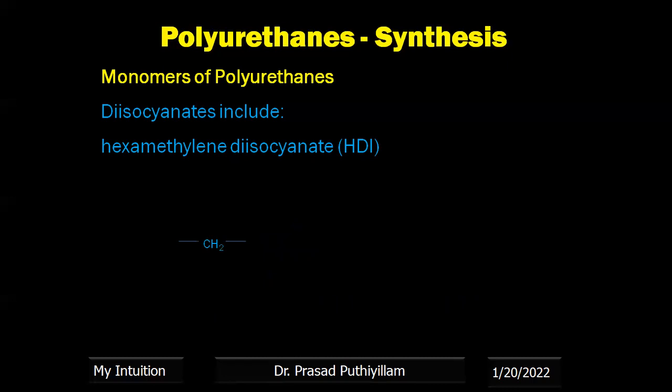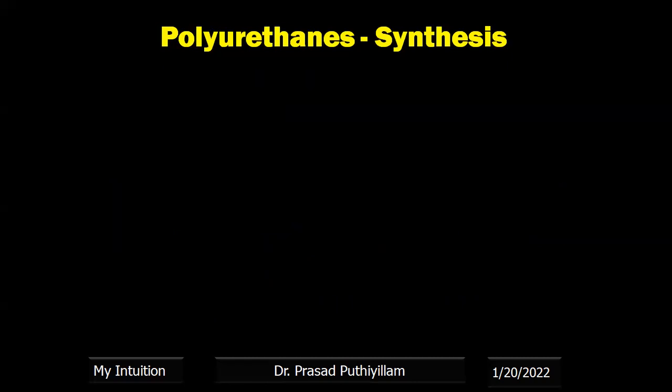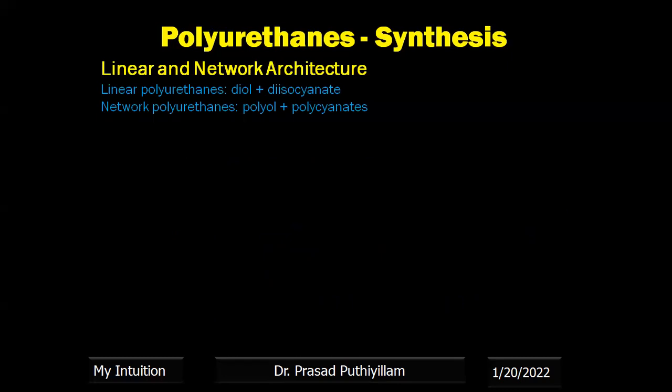Hexamethylene diisocyanate, that is hexamethylene, 6 carbon atoms. So 6 carbon atoms in a line I drew, then N C double bond O. That is the isocyanate functional group. Then again another isocyanate functional group is attached to it. Linear and network architecture of polyurethanes.